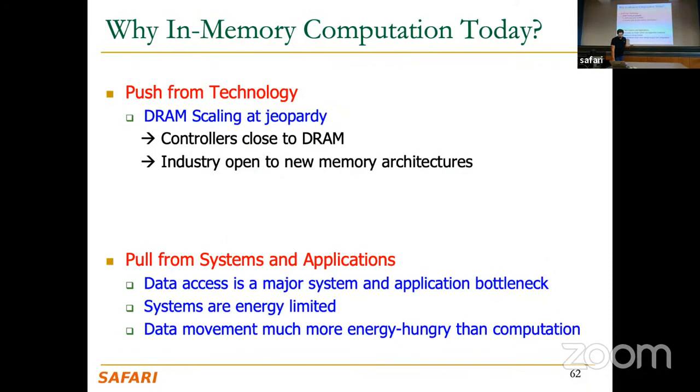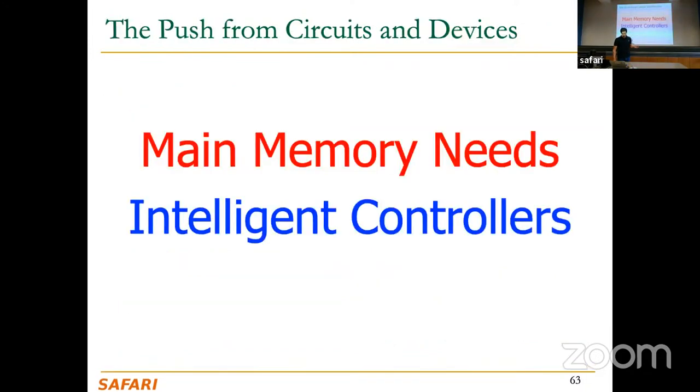So why do we need in-memory computation today? Because there is a push from technology. DRAM is in jeopardy, and there are alternatives to improve what DRAM can give us these days. We have non-volatile memories. We have 3D stack memories as well. So there is a push from technology, but there is also a push from systems and applications. Systems and applications require accessing data very frequently and in large amounts. And in all of these, intelligent memory controllers can help.